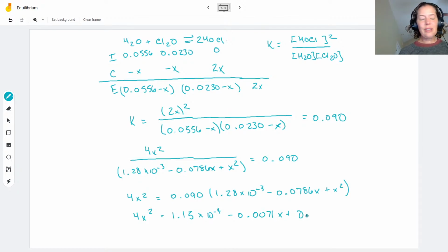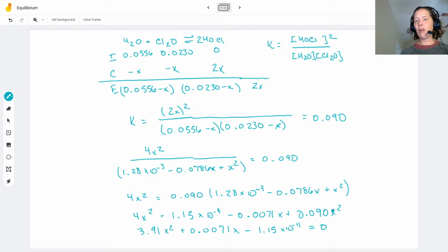0.0071x plus 0.090x squared. Okay, now I'm going to set equal to 0, although I'm going to keep my x squared positive here. So really, I'll do this properly because I shouldn't be switching sides. 3.91x squared. So I brought that x squared over, combined like terms. That means the sign on this x term is going to change, and also the sign on this constant term is going to change. 5 times 10 to the negative fourth equals 0.